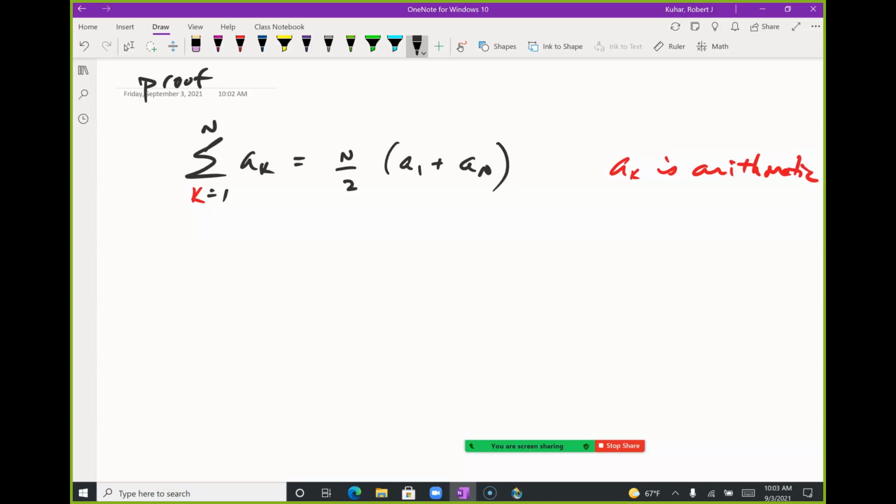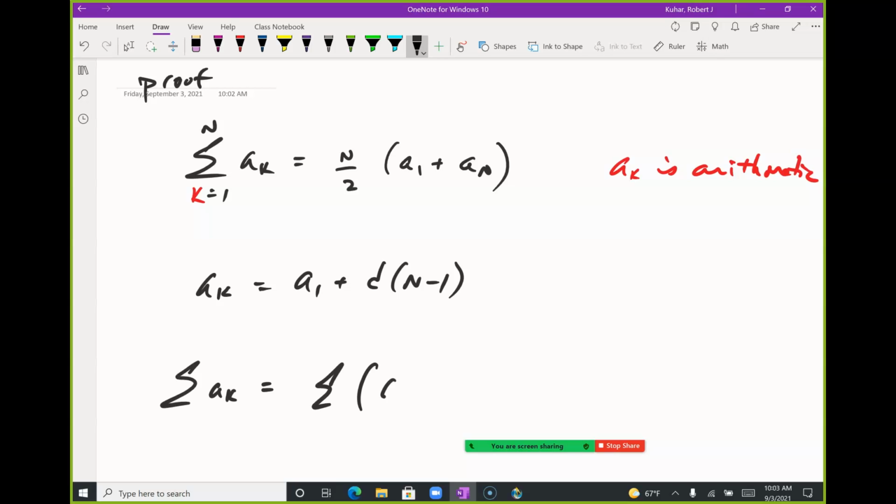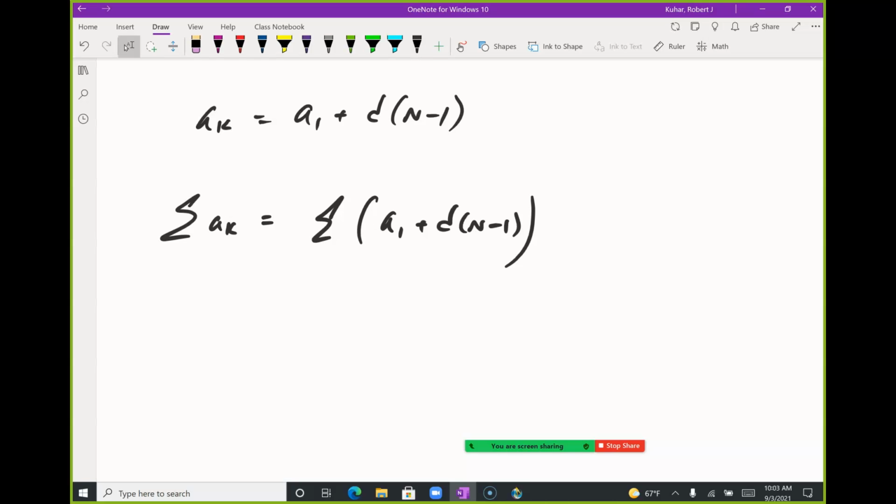So I'm going to prove this using the sigma notation, right? I'm going to say that a sub k is a sub 1 plus d times n minus 1, right? And I want to look at the sum of that, right? So the sum of a sub k is the sum of a sub 1 plus d times n minus 1.